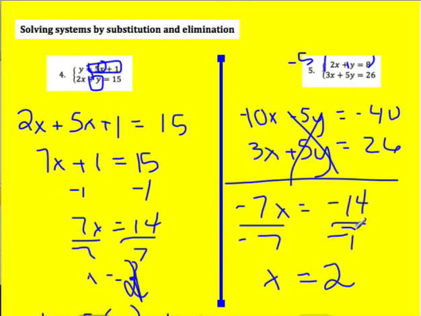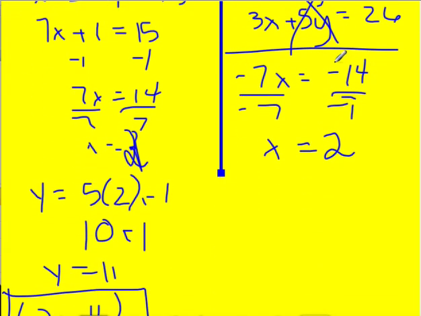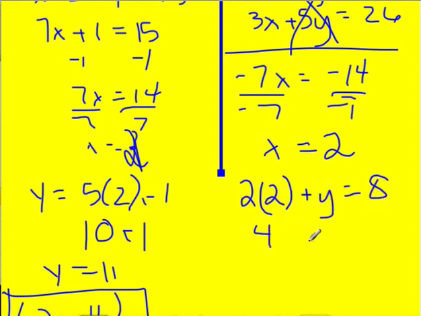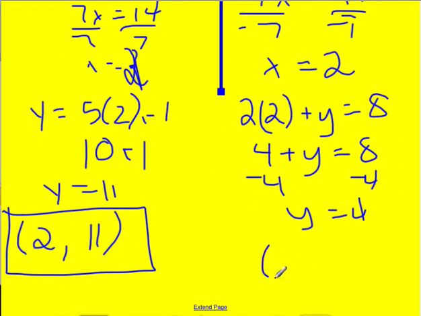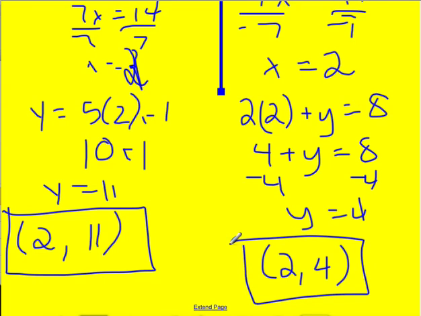So then we're going to take and we're going to plug in 2 there or there. It actually doesn't matter. You can decide. I'm just going to plug it into the top one. So I take x out of the top one and I put 2 in instead. And then I have plus y is equal to 8. So 4 plus y is equal to 8. Subtract 4 from both sides and I get that y is equal to 4. So now I want to write that out as a coordinate point. First my x, then my y. So that's my final answer for number 5.